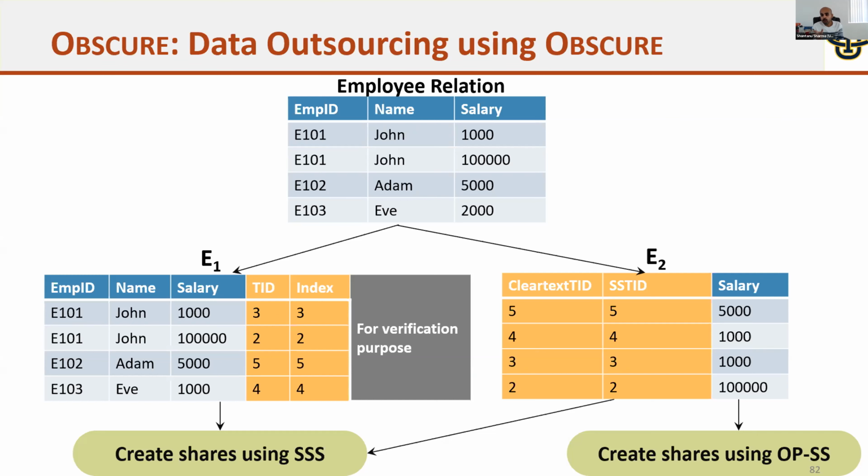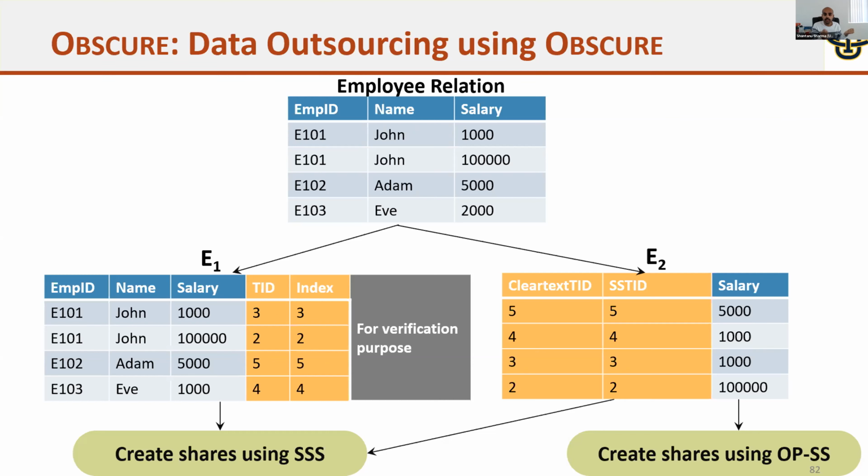Now the E2 part will contain only the column on which I want to execute the maximum or minimum query. If I want to execute a maximum or minimum query on the salary, the salary column is also here, but there may be a problem: I want to fetch the entire tuple based on the maximum salary.